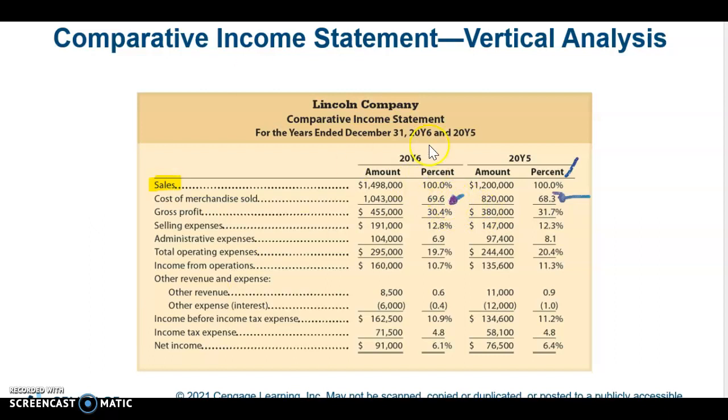So you could go down this and do any of these. If you did administrative expense, okay, you would do 104,000 divided by sales, 1,498,000. Divide it and then times it by 100. And administrative expenses represent 6.9% of our sales. And that is the vertical analysis because we are looking at items up and down.